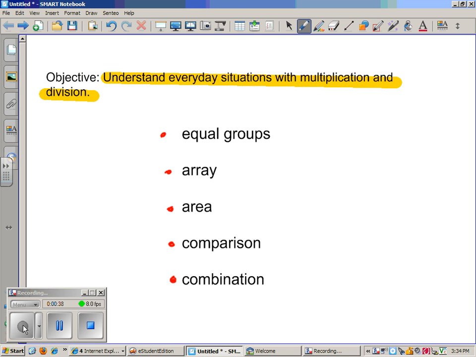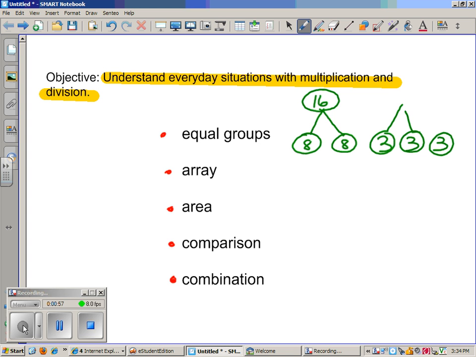So when we have equal groups, we might have 2 groups of 8, and when we have 2 groups of 8, then we have a total of 16, or something like, say I have 3 groups of 3 socks. It's going to give me a total of 9 socks. So we can look at it in that multiplication way of 2 times 8 is the same as 16, or 3 groups of 3 is the same as 9.